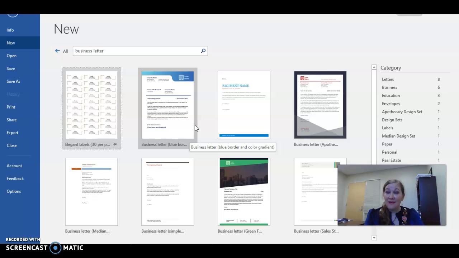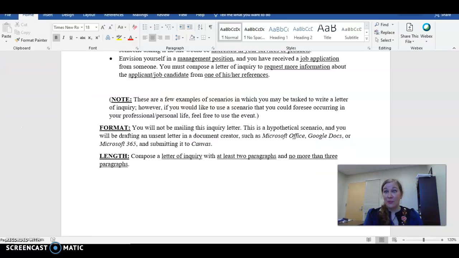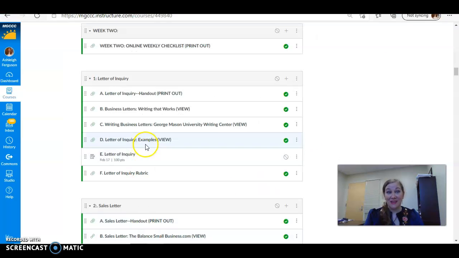Also, if you're working at a particular business or corporation, they may have their own letterhead that they have a template for you. So just make sure that you have an appropriate business letter structure. And also, I have several different examples for you. I want you to make sure to look at those. You're going to notice there's just basic information about business letters as a whole, okay? Make sure that you look at underneath that module 1, the business letters, writing that works.